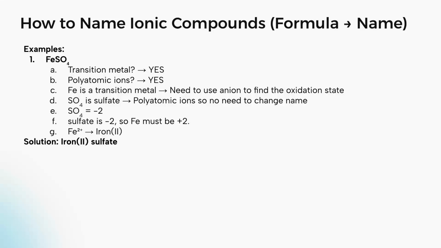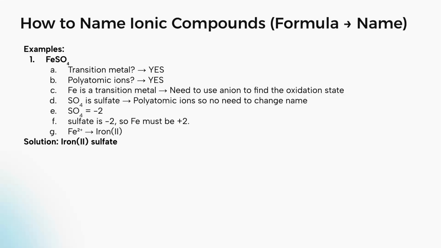In this even harder example, we have FeSO4. Is there a transition metal? Yes. Is there a polyatomic ion? Yes. So Fe is a transition metal, so we need to use the anion to find its oxidation state.